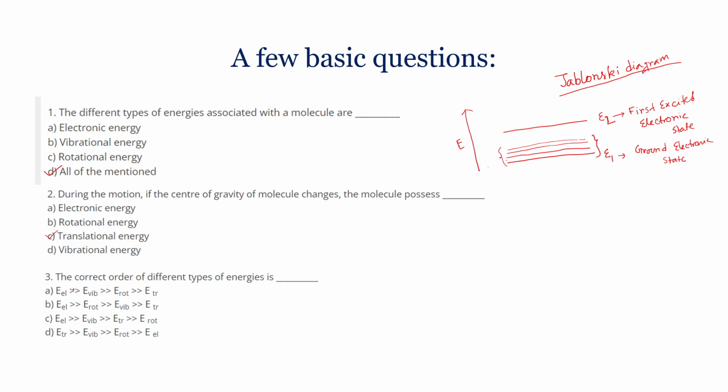Now, we already know there are four kinds of energies for this study. One is electronic energy, second is vibrational energy, C is rotational energy, and D is translational energy. From this, can you tell me what the correct order of the different types of energies is? Which one, A, B, C, or D? Take your time and tell me.